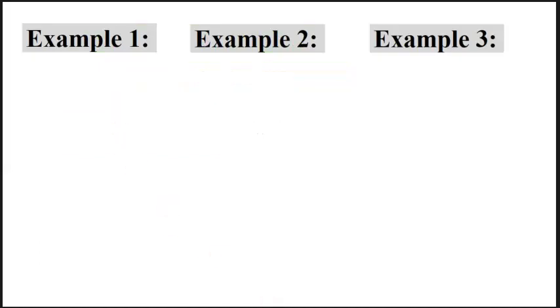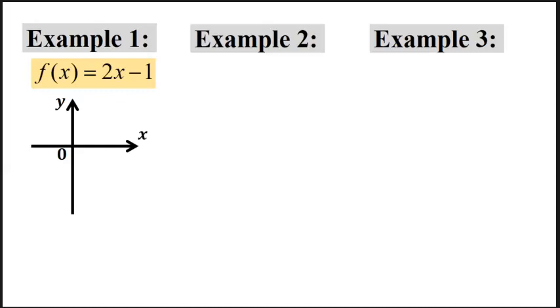Here we have 3 examples. Let us begin with the first one. Let's say I have the function f(x) = 2x - 1, a linear function. To sketch the graph here, let us find 2 points from this function and then join them with a straight line.